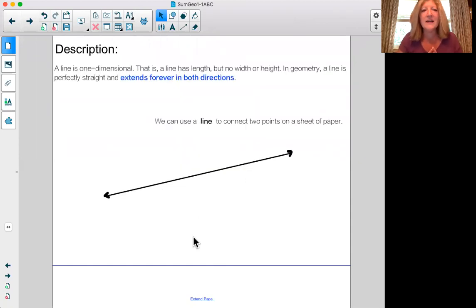What is a line? A line is one-dimensional. It has length, but even though we draw it, a line does not have any width or height in geometry. A line is perfectly straight and it extends infinitely in each direction. That's what these arrowheads imply. And if you were to draw 2 points on a piece of paper, you could use a line to connect those points.